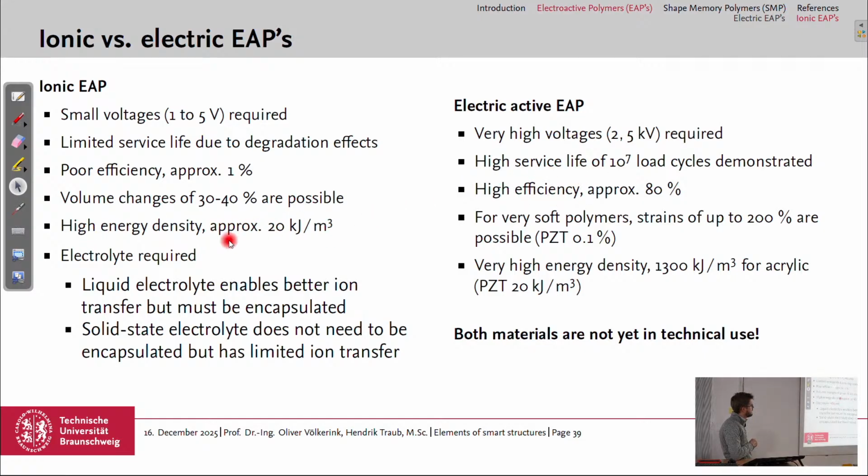Energy density is high for the ionic ones, but we need an electrolyte. A liquid electrolyte enables a better transfer, but we need to encapsulate it, and a solid state one does not need the encapsulation but has limited ion transfer. And for the electric EAPs, if we have very soft polymers, we have strains up to 200%, and also very high energy densities, but as mentioned, both materials are not yet in practical use.